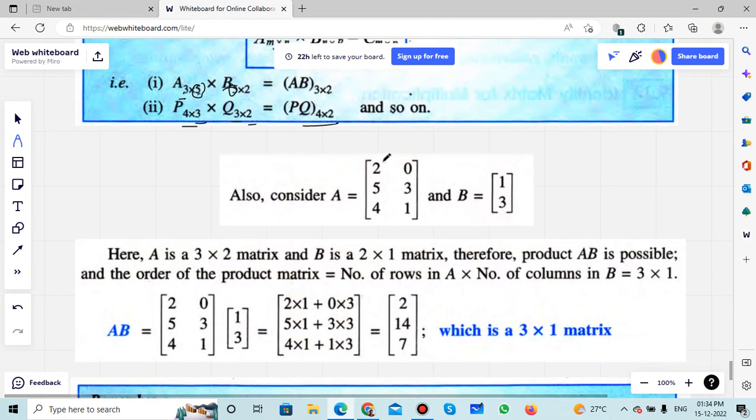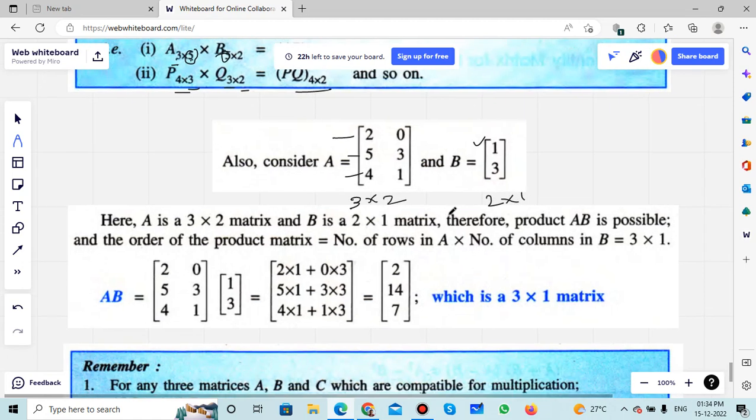Take an example. How many rows does this have? 1, 2, 3, and 1 column. So this is 3 by 2, and here it is 2 by 1. You can see that the number of columns of the first and the number of rows of the second are the same. So the product will be 3 cross 1, 3 by 1.